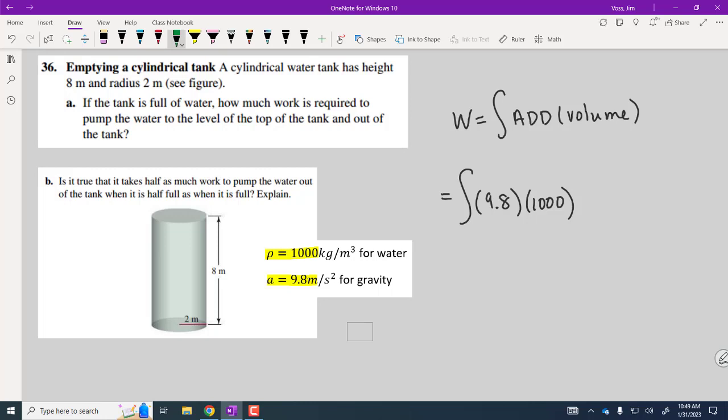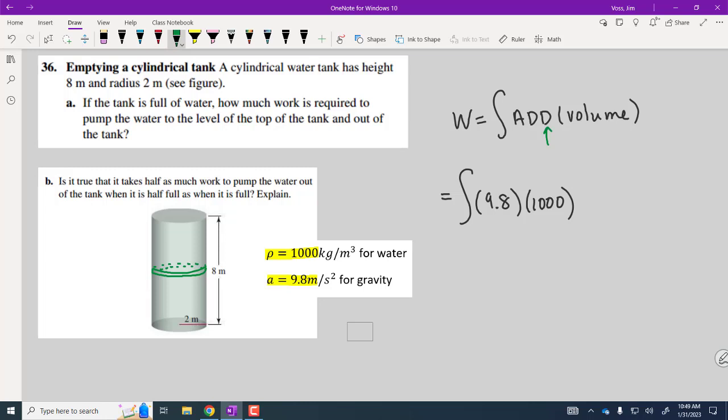Distance, so this is the first trickier one right here. So we look at a representative cross-section. The cross section is an area. Then we add the thickness to get a representative slice. So when we say volume, we're talking about the volume of a very thin slice. We're not talking about the volume of the tank. We are talking about the volume of a representative slice in the setup.